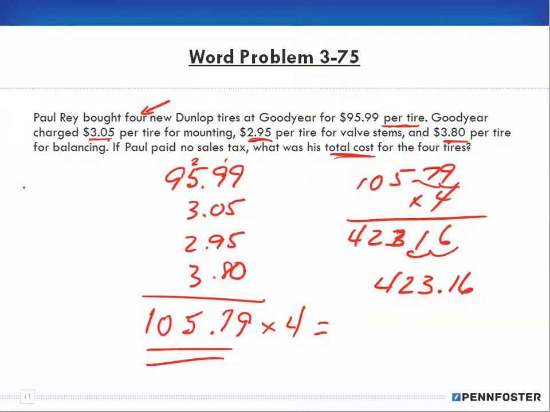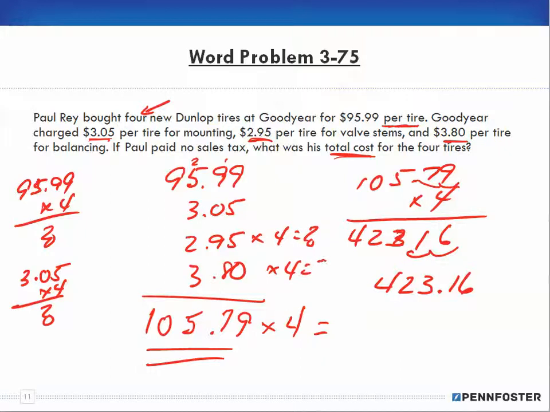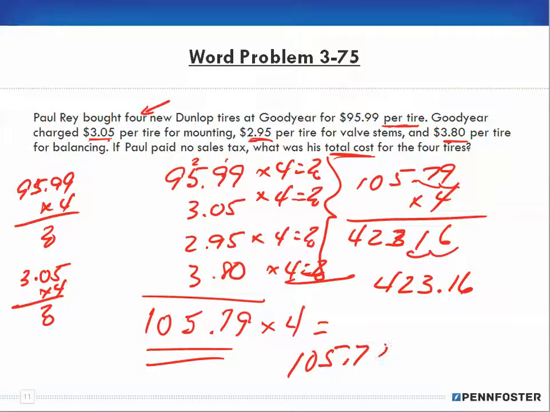Now again, that's one way of doing it, and that's the shortest way. I could have said, okay, 95.99 times 4 and come up with an amount, 305 times 4 and come up with an amount, 295 times 4 and come up with an amount, 380 times 4 and come up with an amount. And then I would add those 4 together, and I would end up with the same 105.79. But that's doing a lot of calculation. I still have to add. So it's easier just to add once and then multiply by 4. So I'm doing 2 operations instead of 5 different operations.